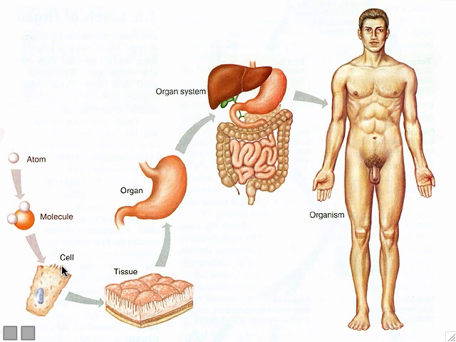In other words, a cell is built out of its organelles, and then cells are the building blocks of tissues. Tissues are the building blocks of organs. Organs are the building blocks of organ systems, and the human body is made out of its organ systems. The human body is made out of 12 organ systems.